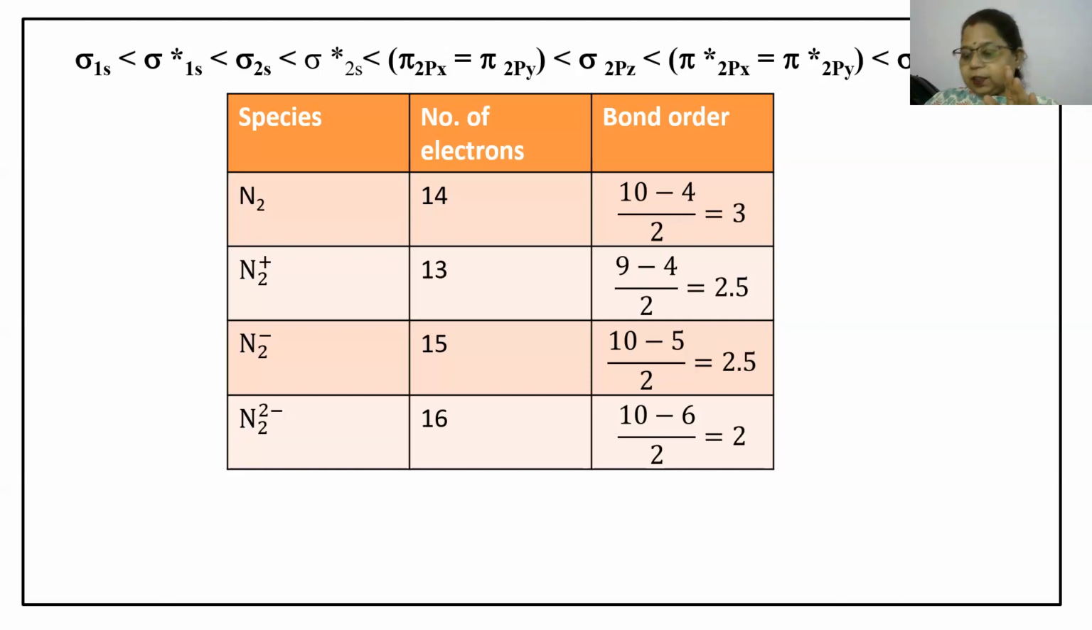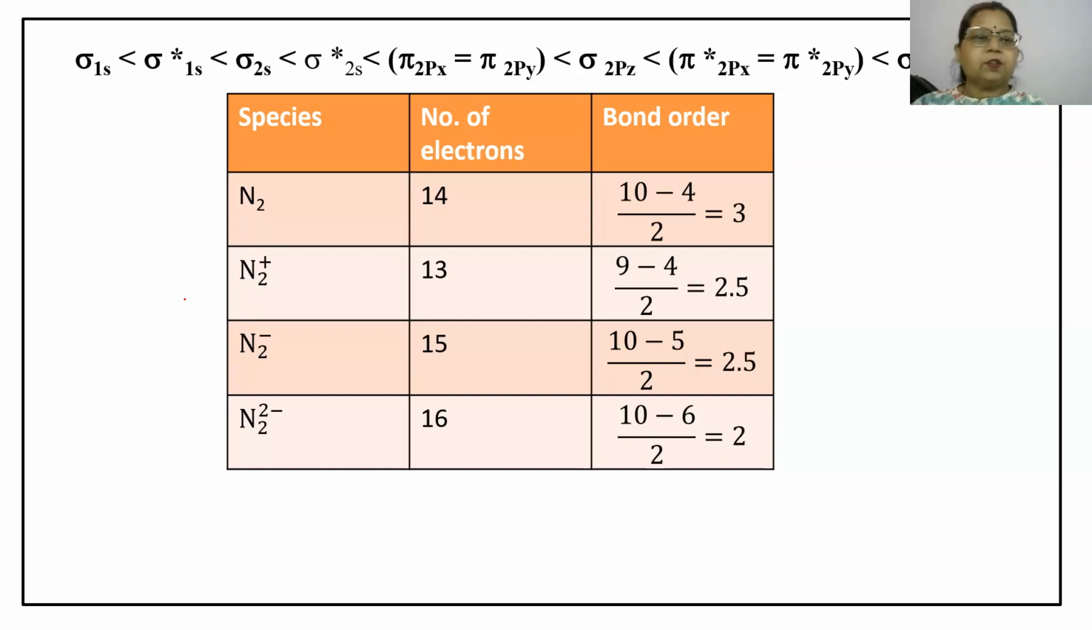So if you follow this, you will find out the bond order of N2, N2 plus 1, N2 minus 1, and N2 2 minus. I have deliberately put the number of electrons here, right? So please pay attention to this. I'm again telling you to do the same thing, because it is going to be highly scoring and it's not difficult to do, right?